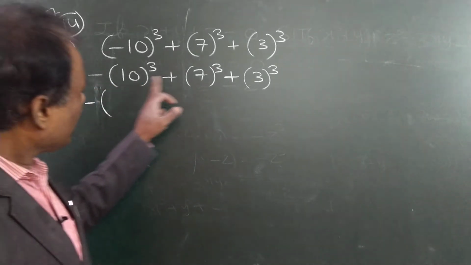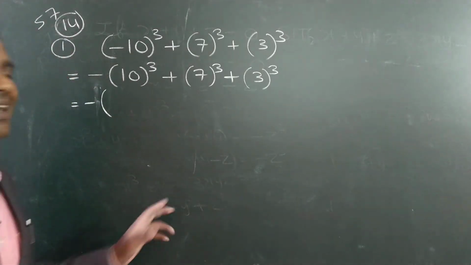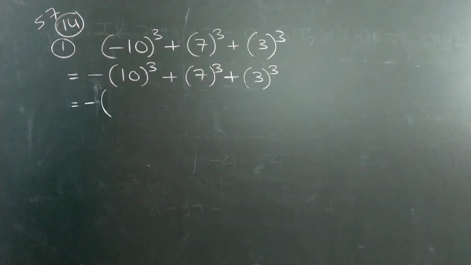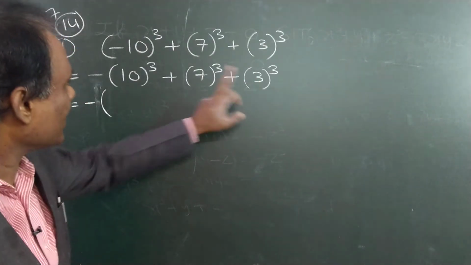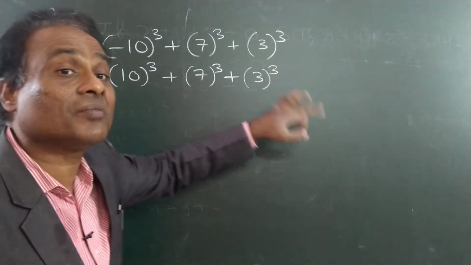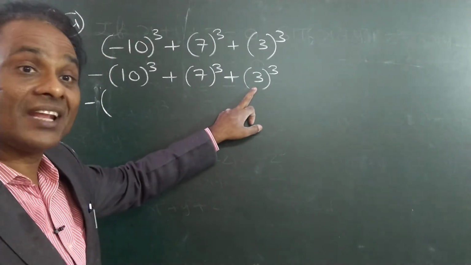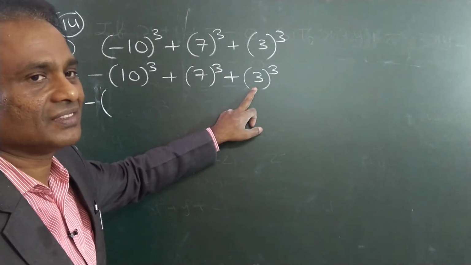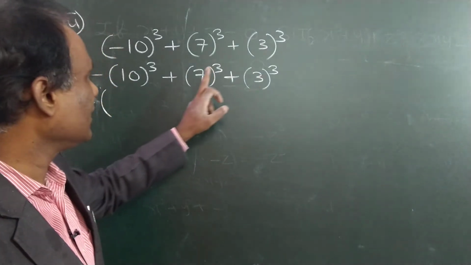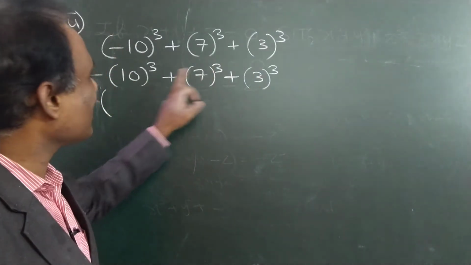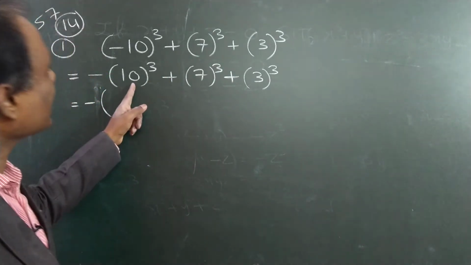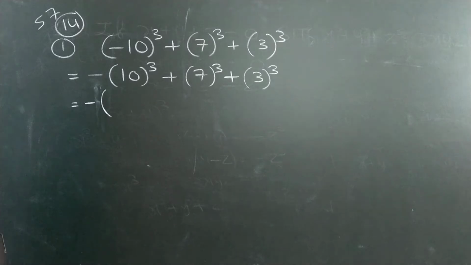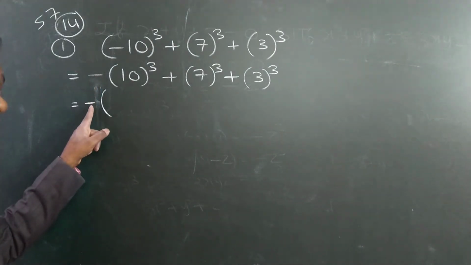Now, take any one and write it in terms of the other two. See, if you want to change 3, 3 can be written as 10 minus 7. What is 10 minus 7? 3. Or 7 can be written as 10 minus 3, which is 7. Any one you change. Or 10 can be written as 7 plus 3. But if you write this, be careful about the minus.